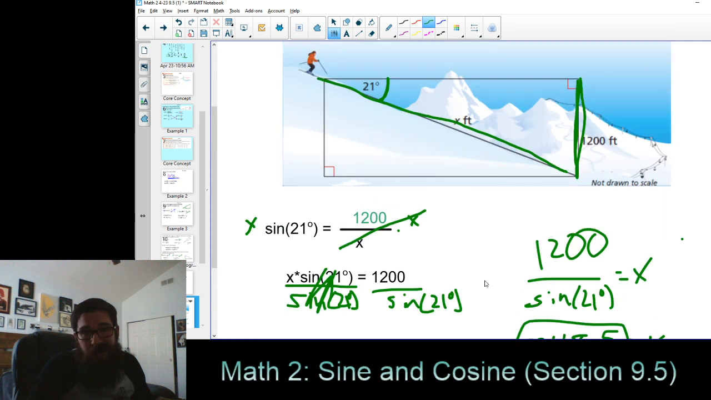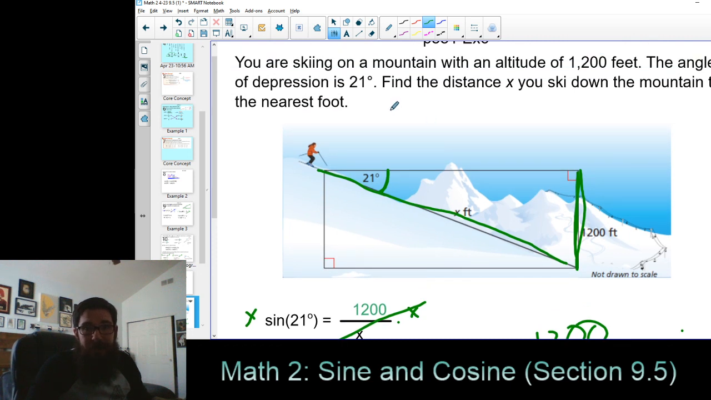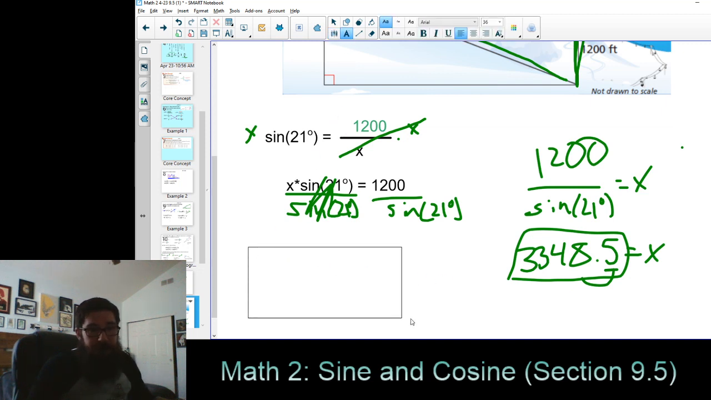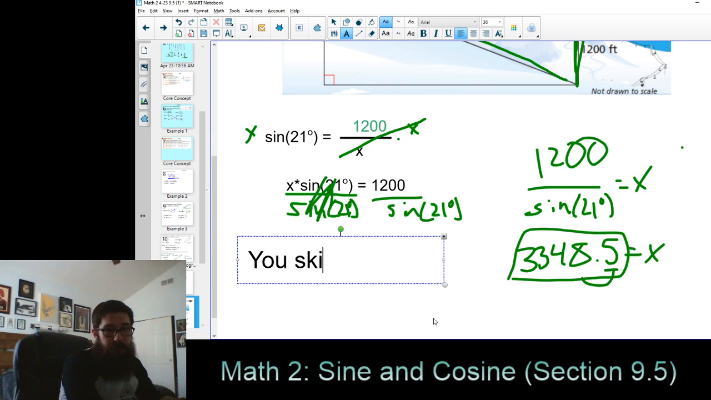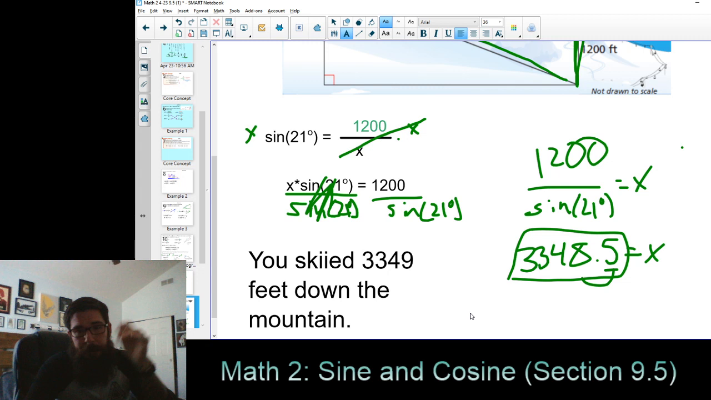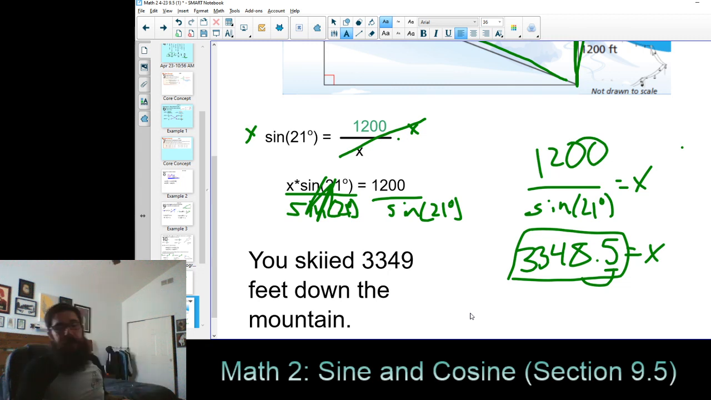3,348.5 feet. Make certain that if it's a question involving some context, you actually go back and check, oh, so to the nearest foot. I didn't even check. So that 0.5 is going to bump this up. The final answer is going to be a sentence: 3,349 feet down the mountain. There you go. Get your 4 for any contextual problems. Cool. All right.